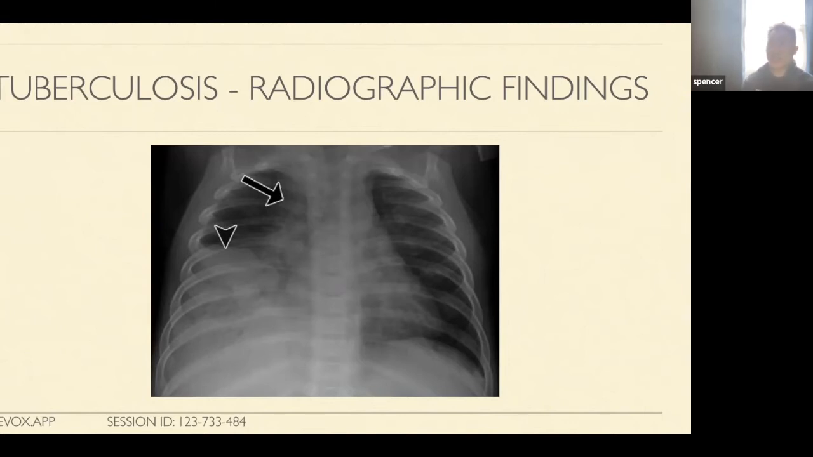Cavitation occurs, apparently, only in a minority of patients with primary tuberculosis. And when it does occur, it's progressive primary disease. The presence of lymphadenopathy, though, is the big clue that points towards primary tuberculosis. And usually you'll get mediastinal and hilar lymphadenopathy as the most common manifestations.